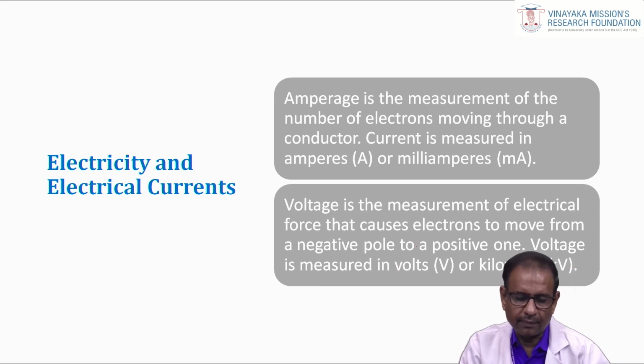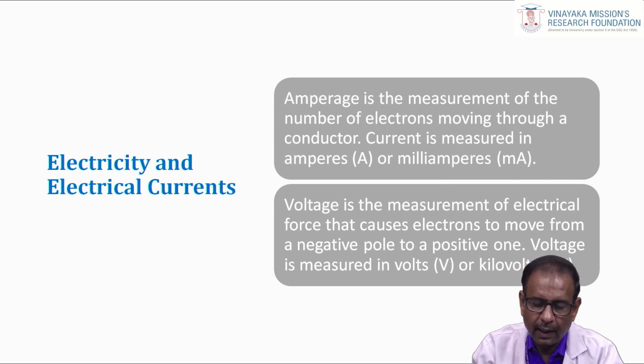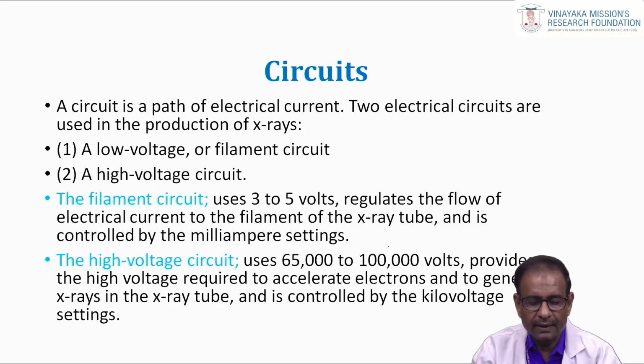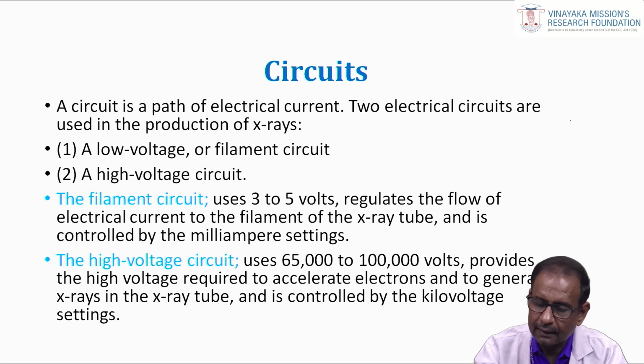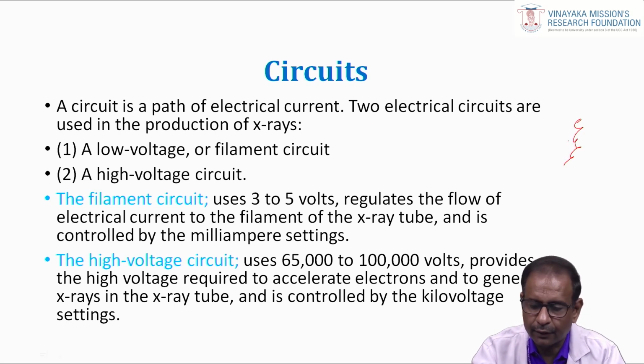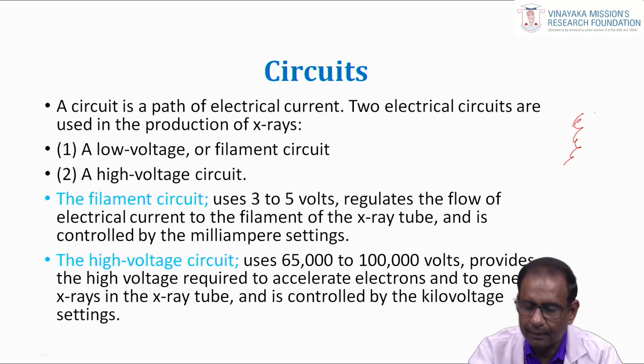Actually, there are two measures, amperes and voltage. Amperes measure the current, and voltage is measured by the electrical force. Then circuits. There are two circuits in the X-ray machine. One is a low voltage circuit, the second one is a high voltage circuit. In the cathode, the tungsten filament is present. It produces the electrons using a low current. Only 3 to 5 volts is enough for that current in the cathode area.